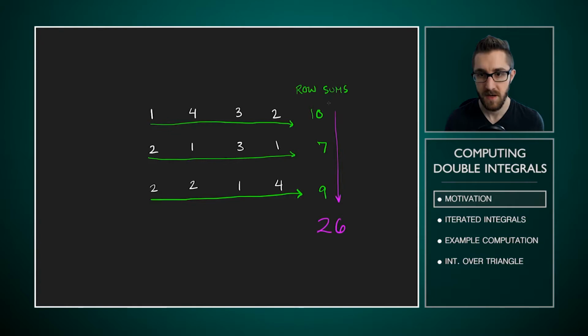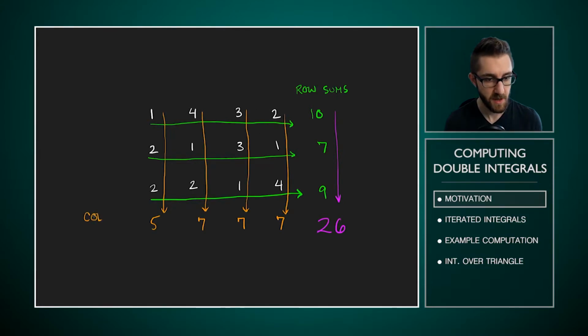We could have also done it the opposite way, which is add up all of the columns first. So add up this first column, 1 plus 2 plus 2 is 5, and the same for the rest of them. So we could call these column sums. Once we do all the column sums, we have a single row of column sums. Then we could add all those together, and you better believe that we would also get 26 in that case too. Okay, so what was the point?